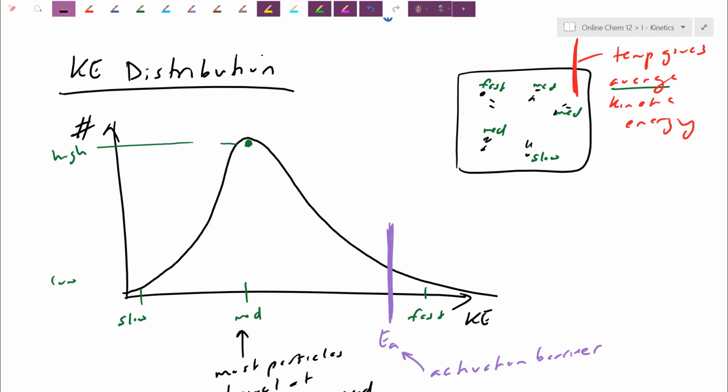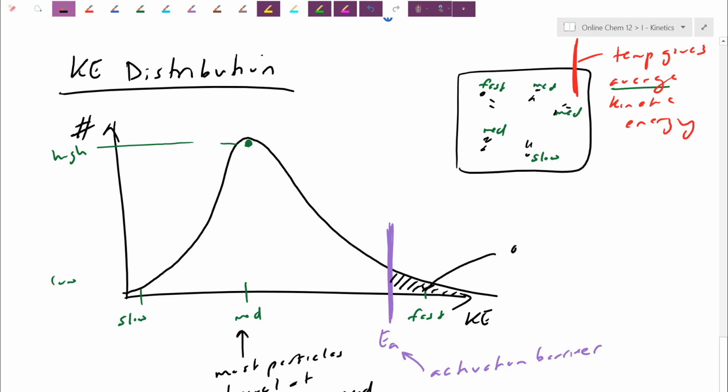So what it says here is that not only are most of my particles traveling at medium speed, in fact, let's say 80% of the particles here are actually traveling too slowly. These ones here can't actually react because I need to be beyond this activation barrier. I need a fast moving particle colliding with a fast moving particle to actually react. So therefore, on this diagram, what I'm actually showing you is only these ones here in the shaded region.